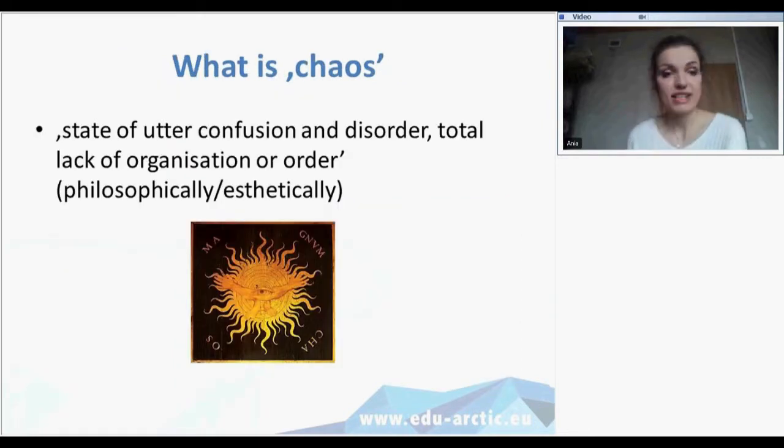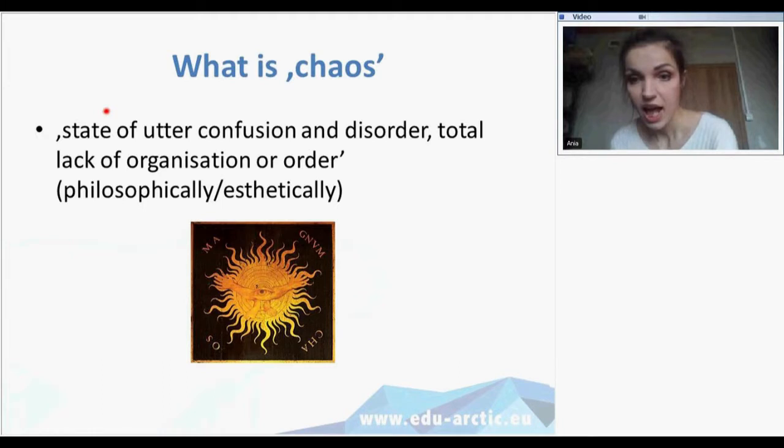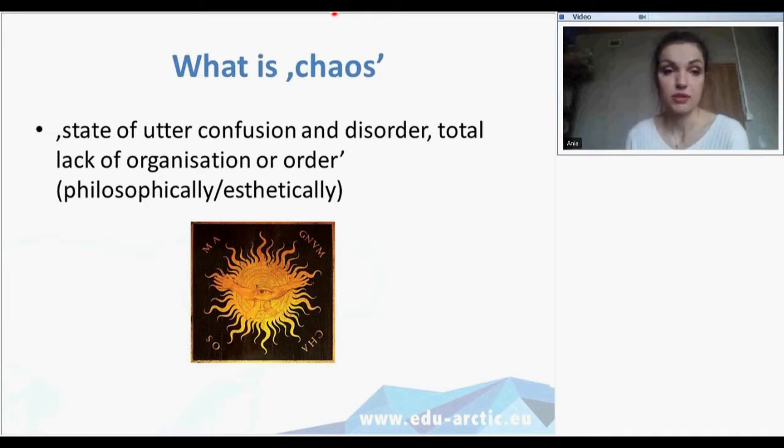So let's start with basics. What is chaos? Well, philosophically and aesthetically speaking, it is defined as a state of utter confusion and disorder, a total lack of organization or any order. We all came from chaos, a void state that precedes the creation of the universe, of cosmos, for example in Greek creation myths.